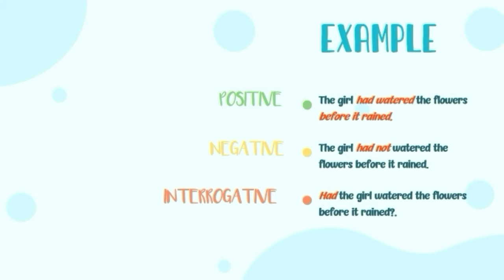Example: in positive form, the girl had watered the flower before it rained. In negative form, the girl had not watered the flower before it rained. And in interrogative form, had the girl watered the flowers before it rained?